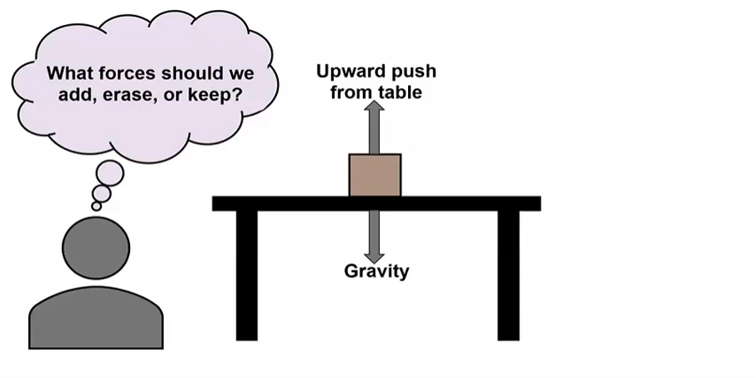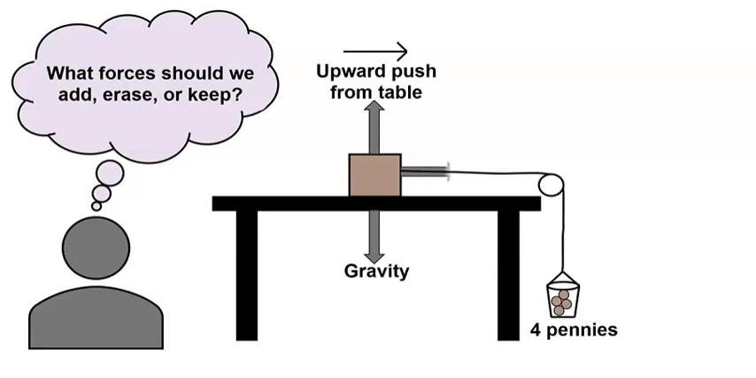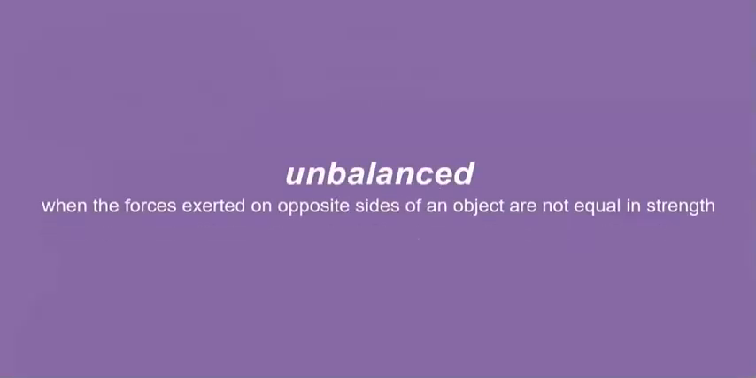I don't think we need to erase anything. Instead, we can keep the upward force exerted by the table and the downward force of gravity. Then we can add a cup with some pennies to the right of the block. Let's add 4 pennies. When we add this new force, the block will move to the right. To show this motion, we can add a motion arrow and a force arrow to the right. The block's motion changes because the forces exerted on opposite sides of the block are unbalanced. Forces are unbalanced when the forces exerted on opposite sides of an object are not equal in strength.